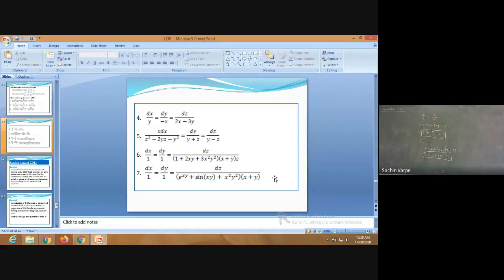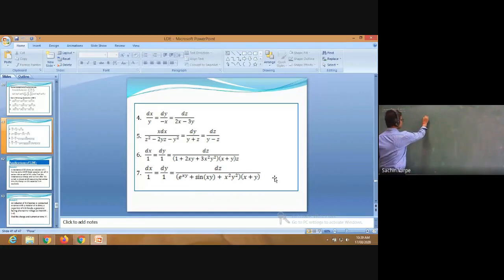What are the multipliers? Is it possible to get the multipliers? I think it is not possible to get the multipliers. Am I audible? Yes. So it is not possible, I think, to get the multipliers, but still we want the solution. So how to get the solution? Please try to get the thing.